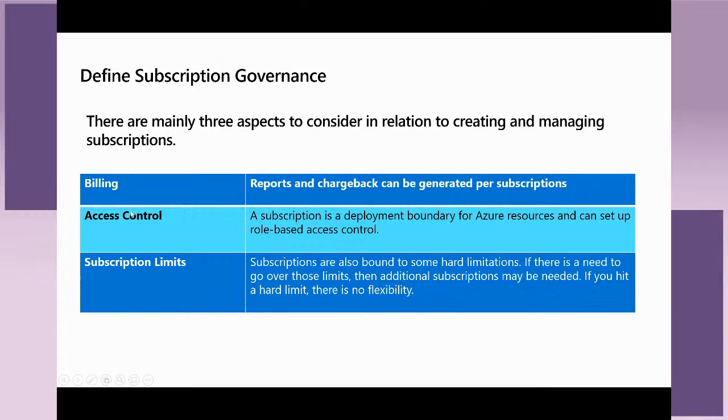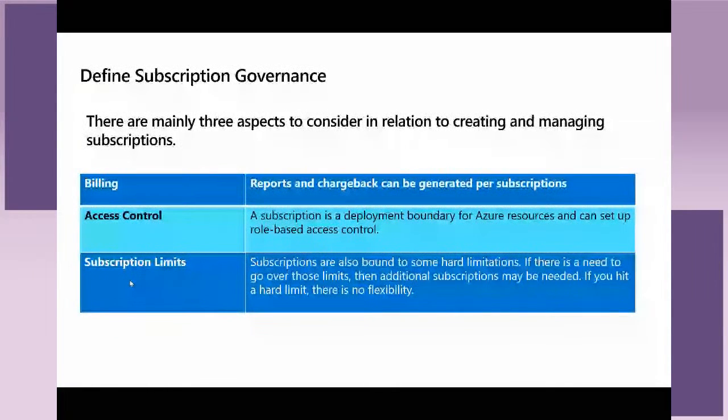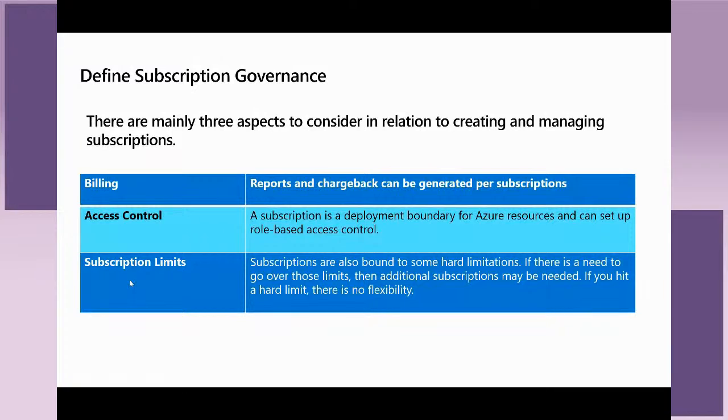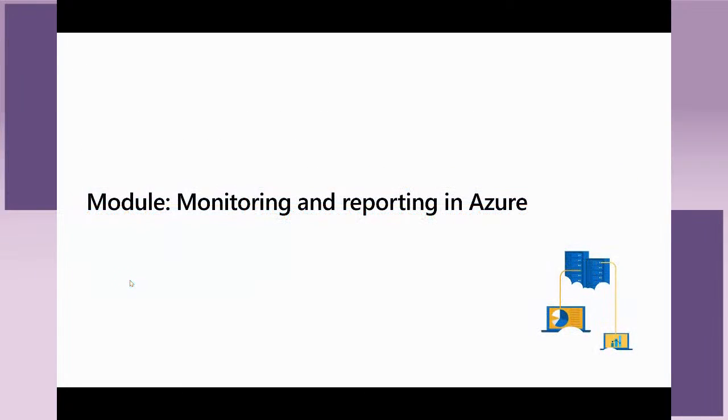One is billing, another one is access control, and the other one is the subscription limit. So billing: how much you pay for your subscription; and access control: who should be allowed to access that subscription. And then what is the limit of that subscription? Maybe the limit is 10K? Is it 50K? Is it 20K? Or even if it is 10K, do you want to increase it? So what should be done? Should I go for additional subscriptions? So all these come into the picture, and you should be able to manage your subscription in that way.